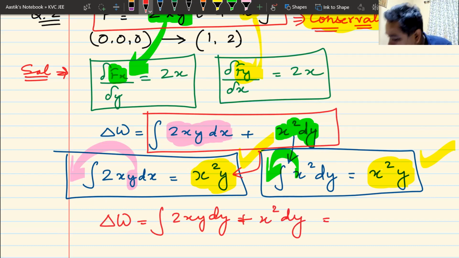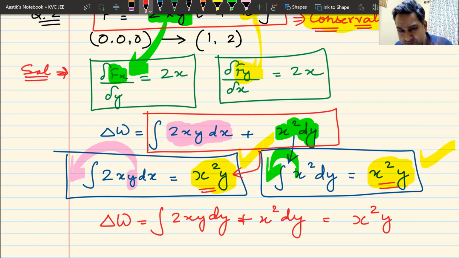This entire integral is nothing but x squared y. You will say, sir, it should be 2x squared y, because one x squared y will come from here, the other x squared y will come from here. So it should be 2x squared y. It is not 2x squared y.